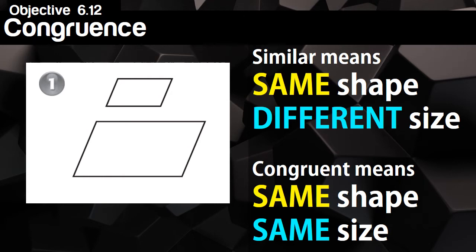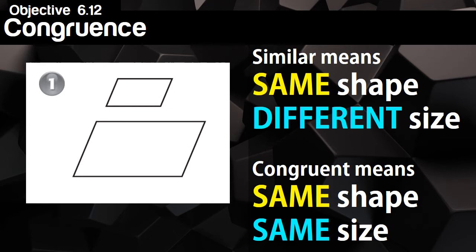In this edition of Mr. Peterson Presents, I'm bringing to you Objective 6.12. This is all about congruence of polygons. So a polygon is any shape that has multiple sides to it.